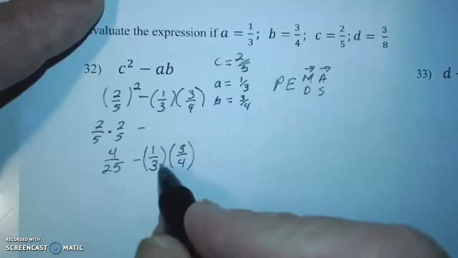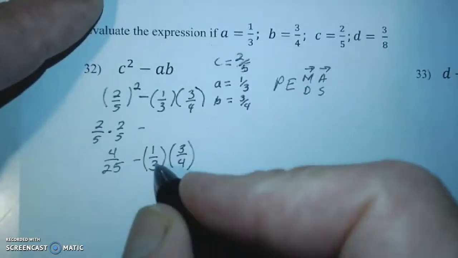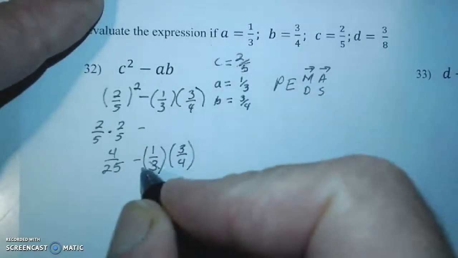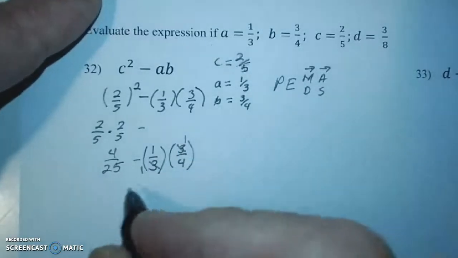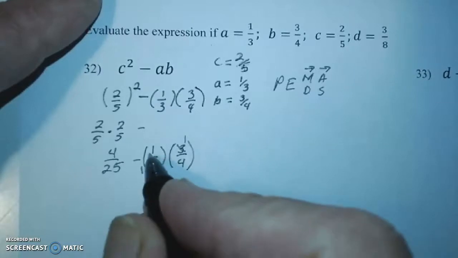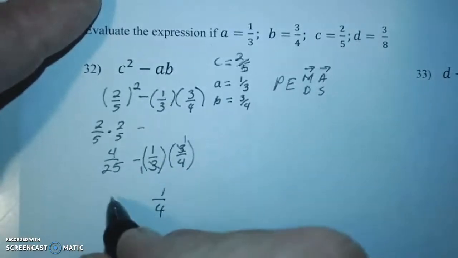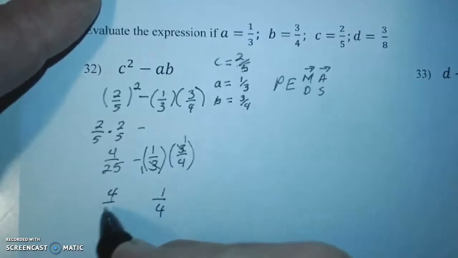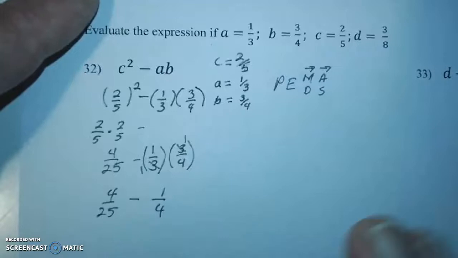Multiplying the fractions, you can reduce before you multiply. So 3 and 3 can both be divided by 3. This becomes a 1. This 3 becomes a 1. When we multiply, we get 1/4. Bring down the rest of the problem. We've got 4/25 minus 1/4.